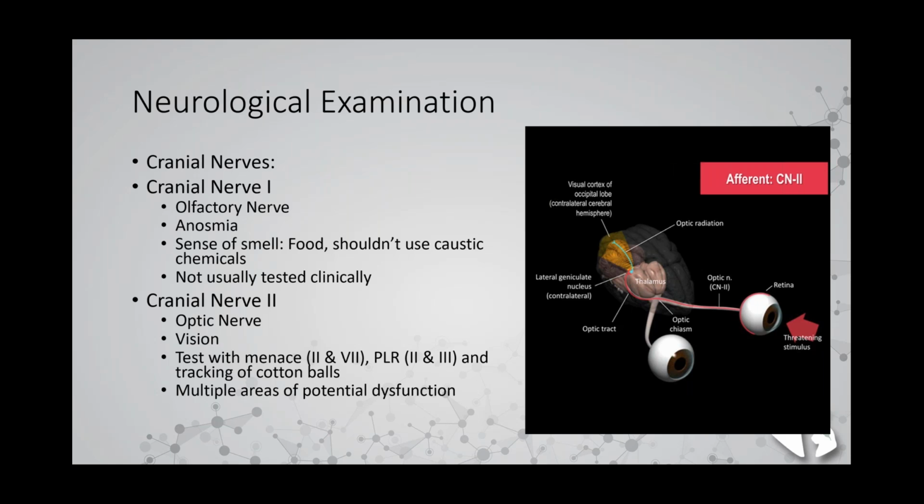We have to remember that vision is a pathway that crosses over. So a patient that has a right-sided brain problem could have an absent menace on the left side. And so we have that represented here. Testing, we'll say this is the left eye. This crosses over at the optic chiasm, and we'll go over to the right side of the brain for interpretation.